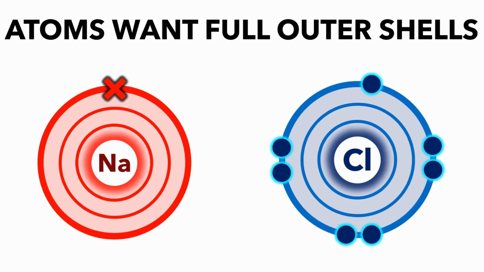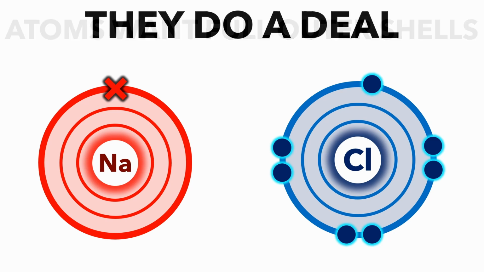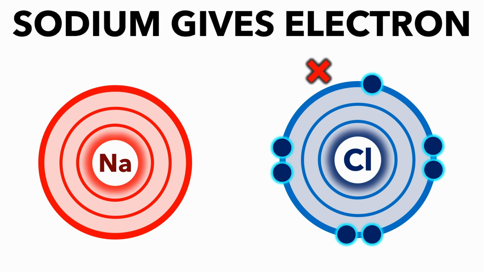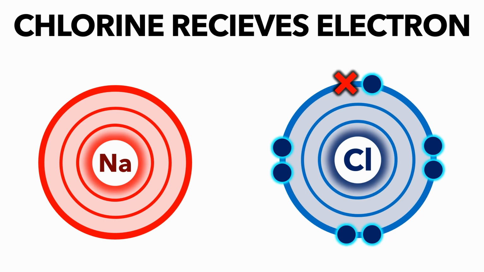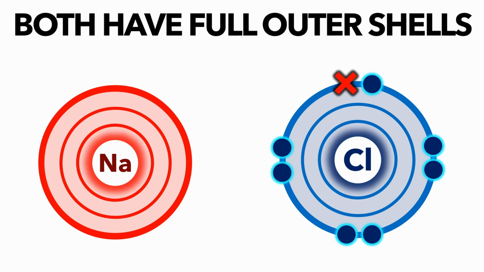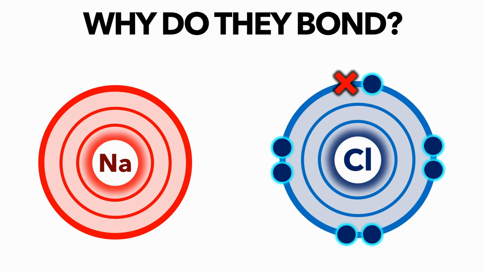But all atoms want a full outer shell, so the metal and non-metal atoms do a deal. The metal sodium atom gives its electron away, and the non-metal chlorine atom receives it. Now, they both have full outer shells. But where does the ionic bond come from?